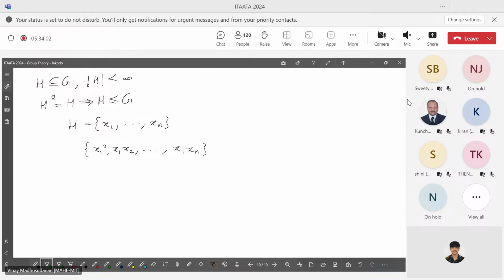So these are all distinct elements. That is true. That should be first x and h1. So you know already that because it's closed, it is a subset of H. But because they are all distinct, how many of them are there? N. But if you take a subset of size n of H, where H itself is of size n, then that subset must be H. So this is true.